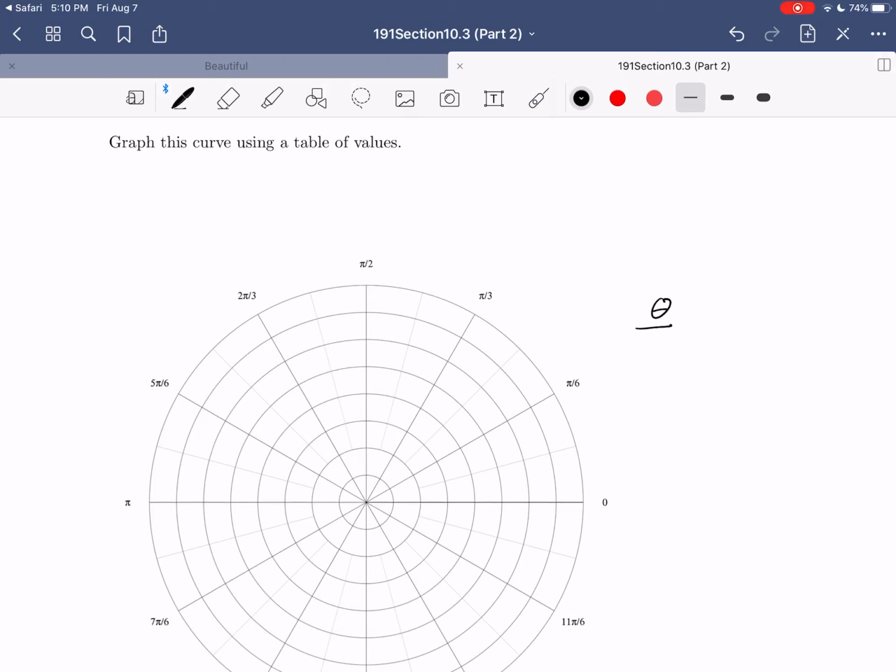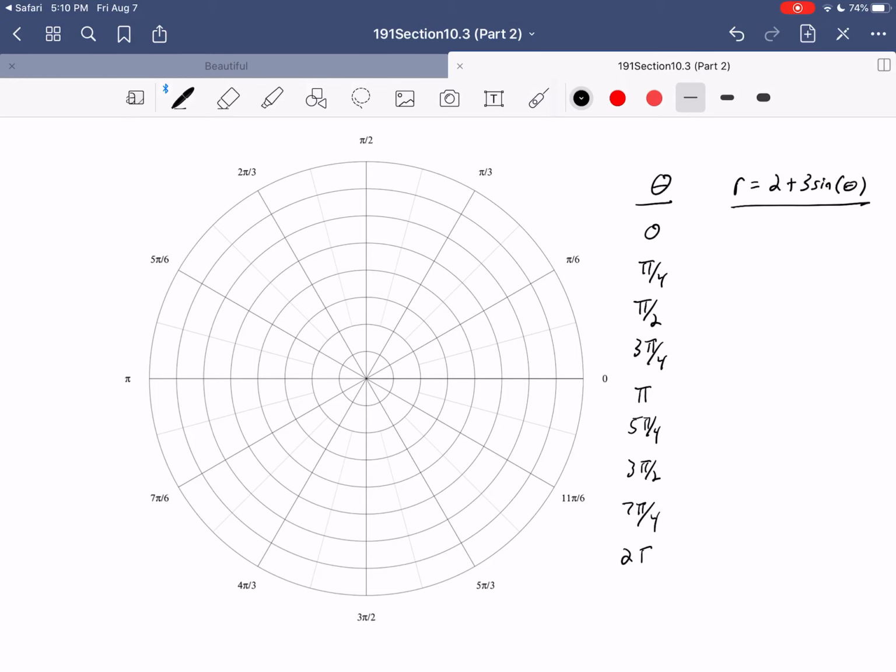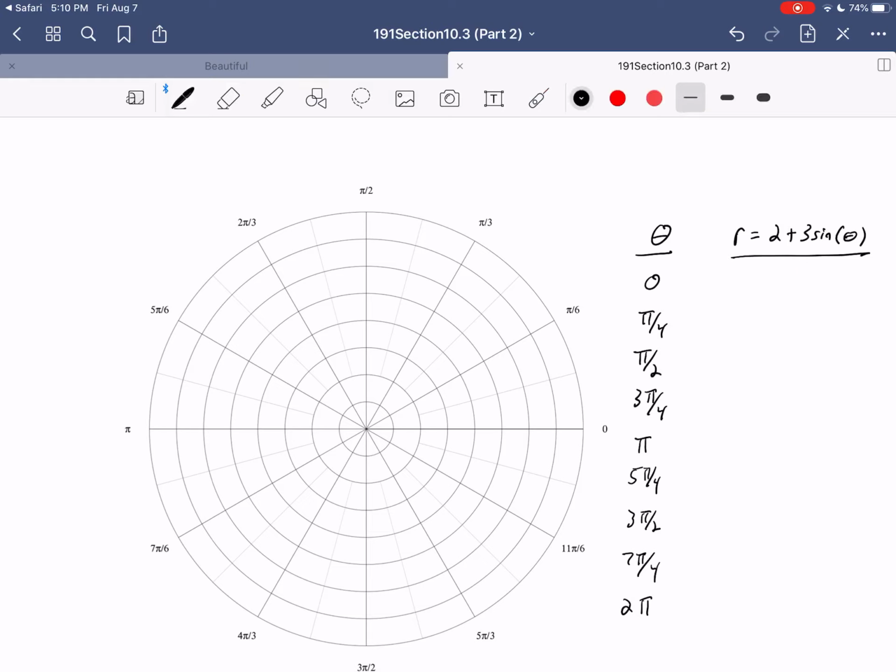So we'll have our theta, and our r equals 2 plus 3 sine theta. Same idea. Let's get some values: 0, pi over 4, pi over 2, 3 pi over 4, pi, 5 pi over 4, 3 pi over 2, 7 pi over 4, and 2 pi. Let's plug those in. At 0, our radius is going to be 2. Then we get 2 plus 3 root 2 over 2. Root 2 over 2 is about 0.7, which we mentioned is a useful value to know. So if we take root 2 divided by 2, we get about 0.7, times 3 plus 2. This should come out as about 4.1.